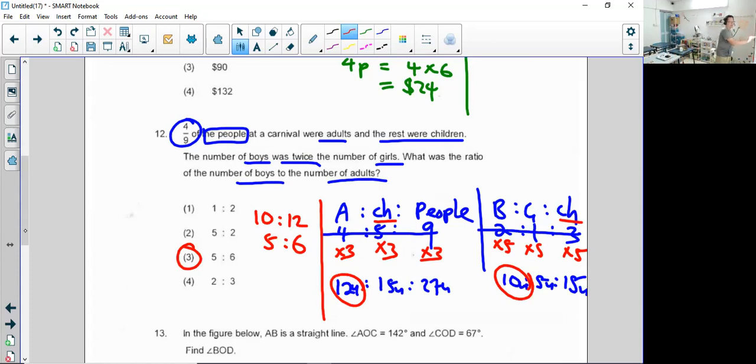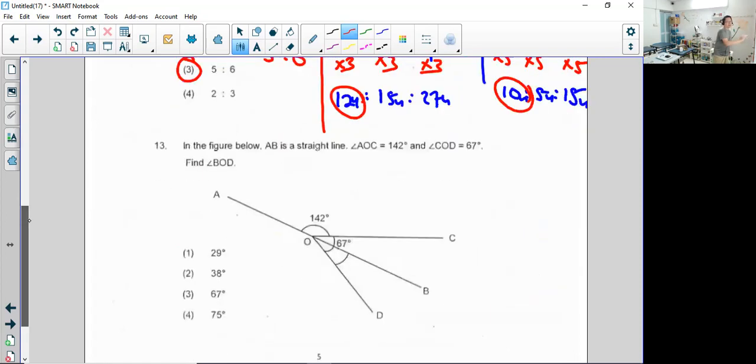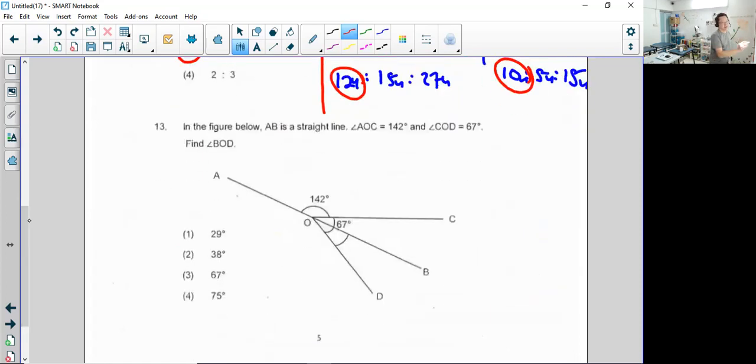Okay, question number 13. Now, in the figure below, AB is a straight line, and a straight line is important because it tells you what? That angle on the straight line is 180 degrees. So where is your 67 degrees? Your 67 degrees is actually over here. Okay, so can you find what is BOD, which is the question mark? All right, so what is the question mark over here?